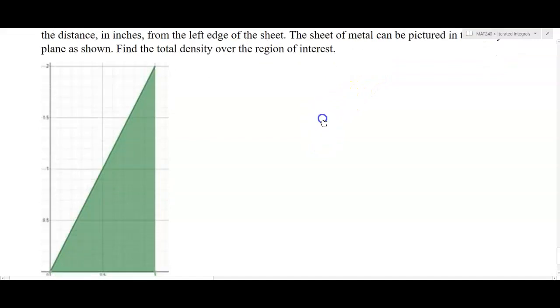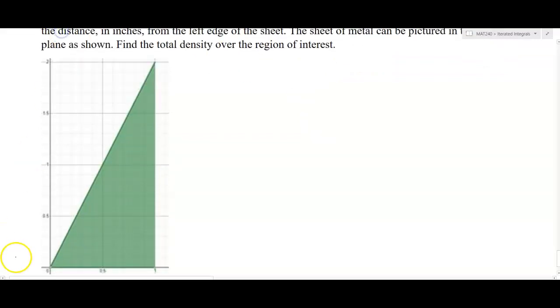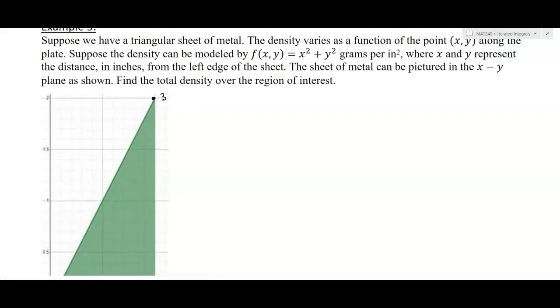Because this is the density, one thing we should take away is that here at this point there is no density, and as we move farther in the x and y direction, this is going to be a highly dense point up here, because the square of 1 plus the square of 2 is going to give us a density of 3, I think in grams per square inch. So that one corner right there has 3 grams per square inch of density. And that density varies throughout the entire sheet because the density depends on where along that sheet you are.